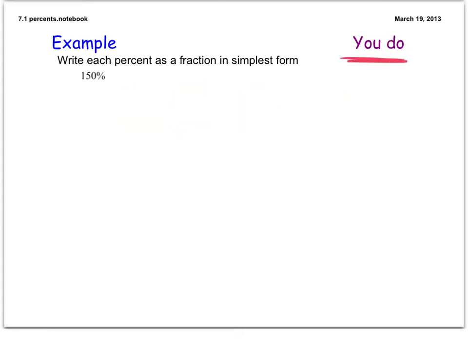All right, you do this one. We have 150 over 100. And we're going to reduce the top and bottom by, we could say, 50. So if I divide 150 by 50, we get 3, and 100 by 50, we get 2. So my final answer is 3/2.